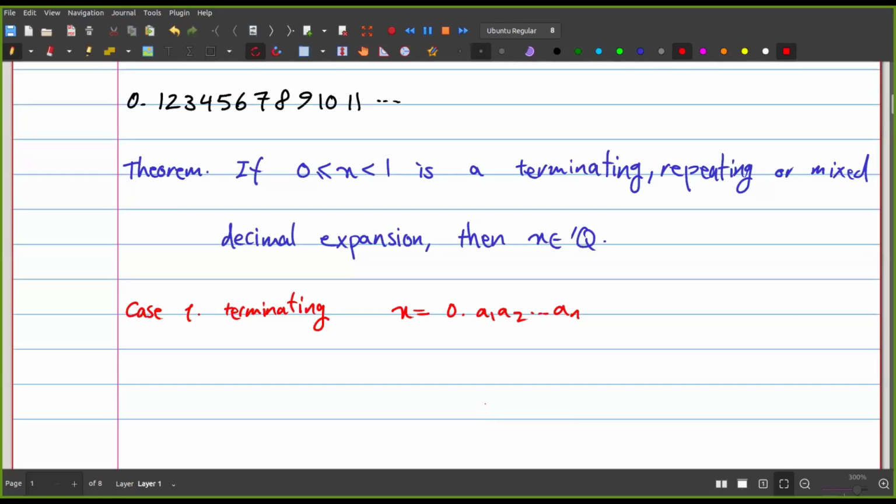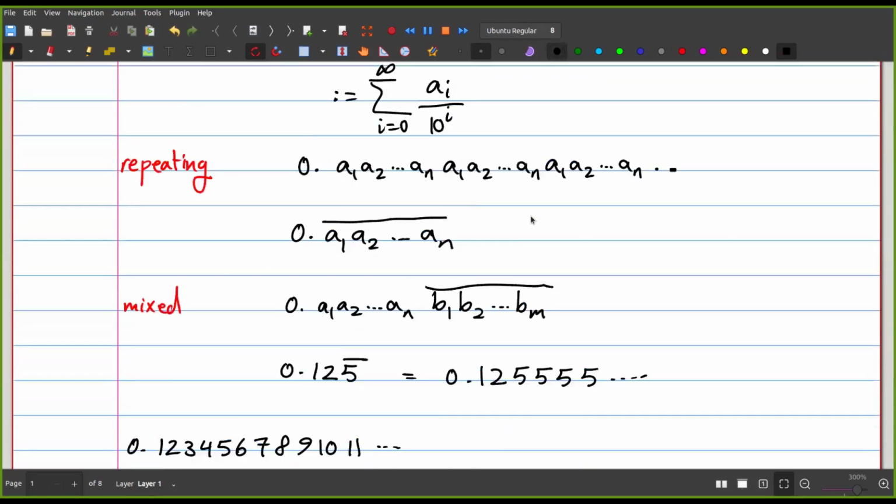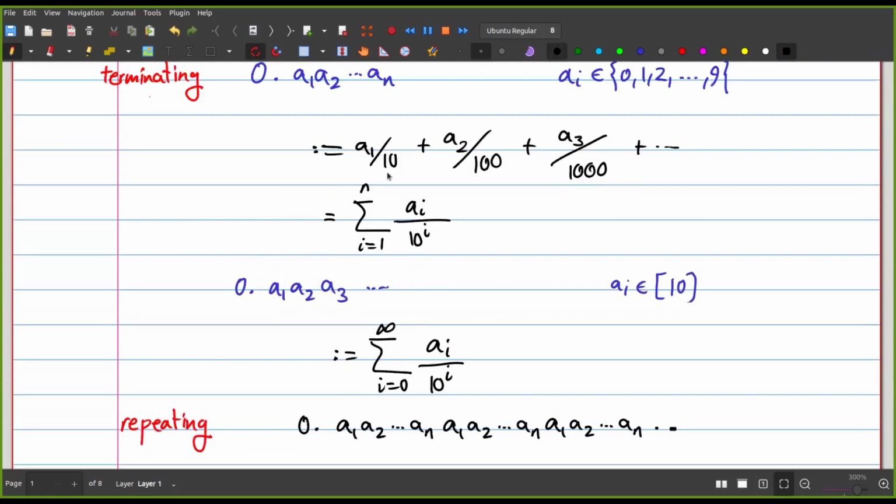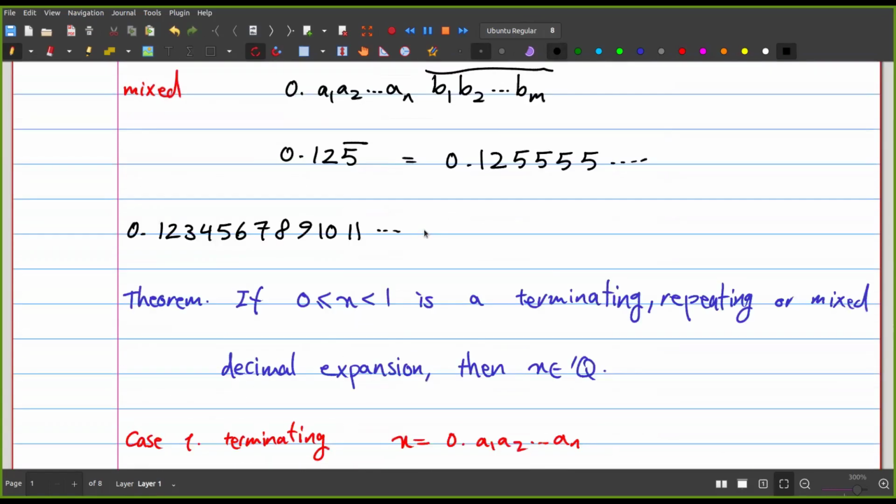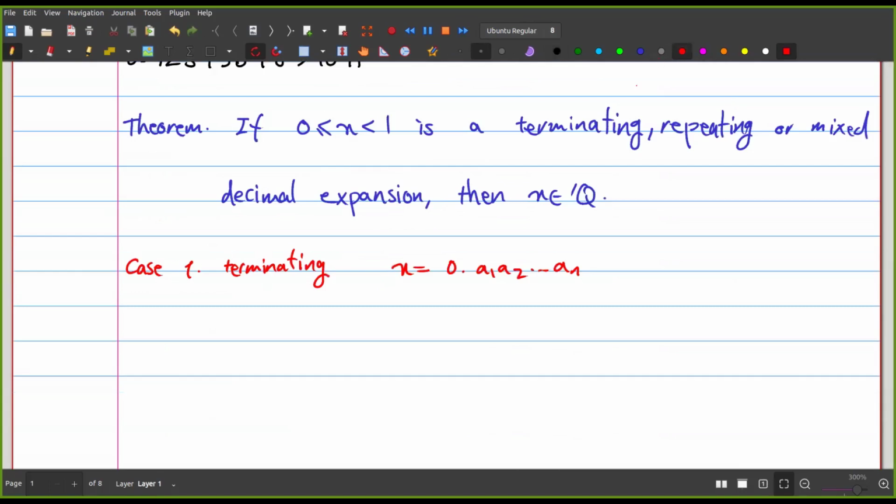Okay. Now, what I can do is I can just write this as a number, right? So I can just use the definition. And this definition is just giving me a sum of a finite number of rational numbers, so it's a rational number. So this x is just the sum of ai over 10 to the power of i. And it's a sum of rational numbers because my i goes from 1 to n, and it's a finite number of rational numbers, so it's a rational.